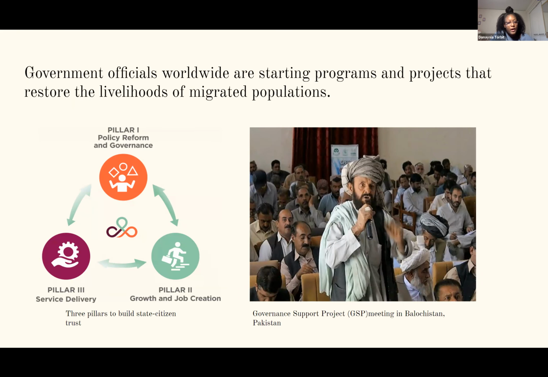Government officials worldwide are starting programs and projects that restore the livelihoods of migrated populations. In order to do so, officials need to gain the trust of their citizens. They are doing this by starting to incorporate local opinions on how citizens want to see these changes addressed. And government officials are also developing strategies to rebuild these communities. Overall, these officials agree that we should start investing now in preparing to mitigate future protection needs and prevent further climate-caused displacement.